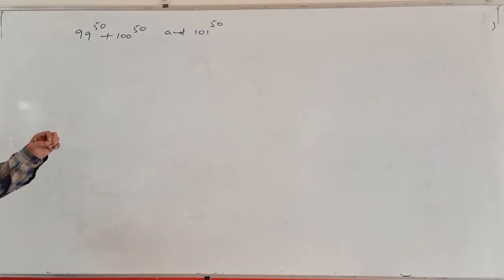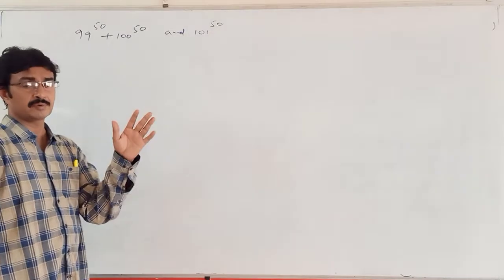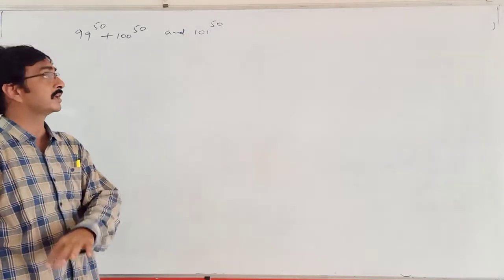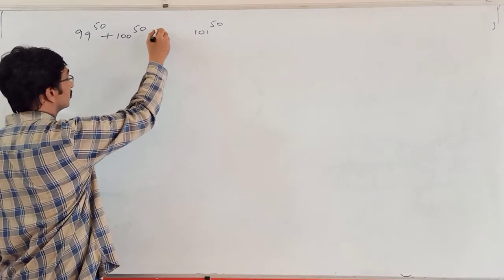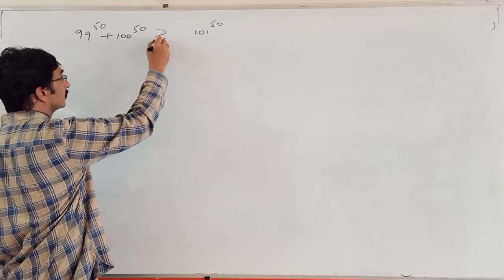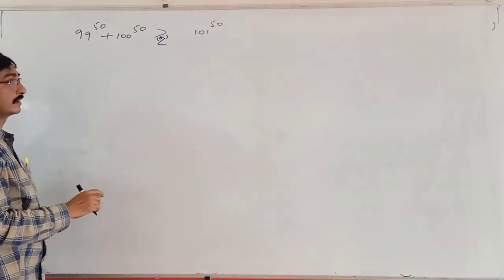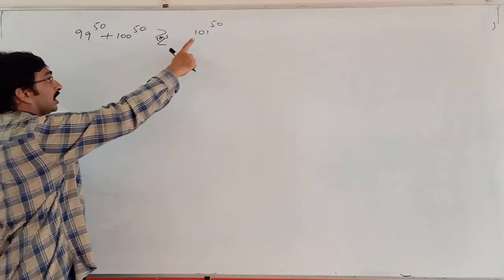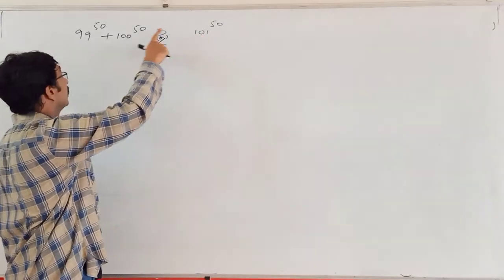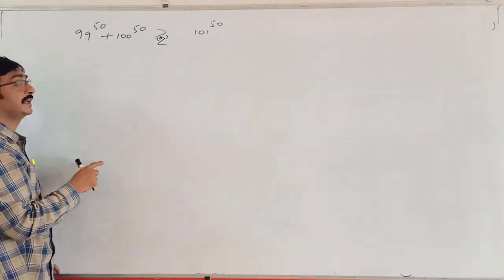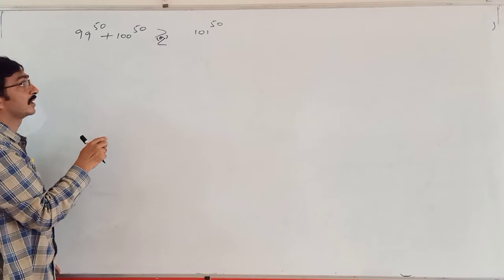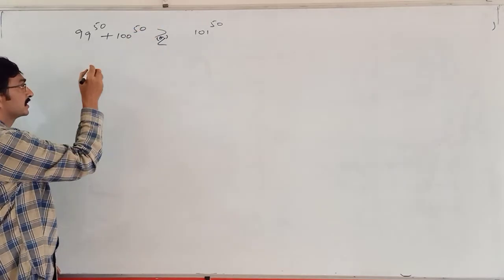Same method as before: 9 is 8 plus 1, and 7 is 8 minus 1. So required is the bigger one of these two, greater than or less than. See, 101 is 1 plus 100, and 99 is 100 minus 1, whole power 50. Send this one to the other side.